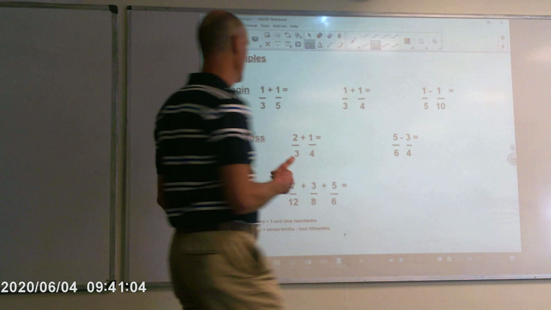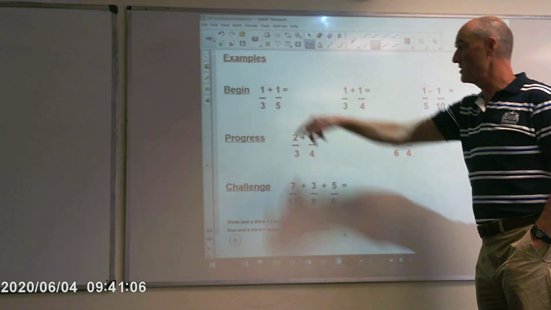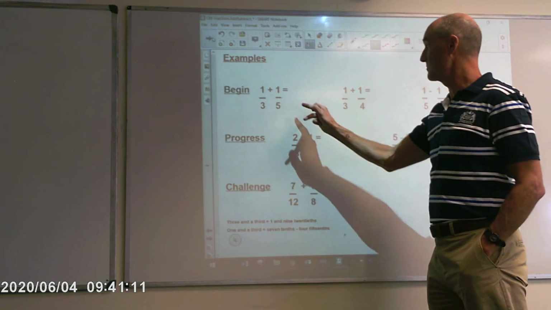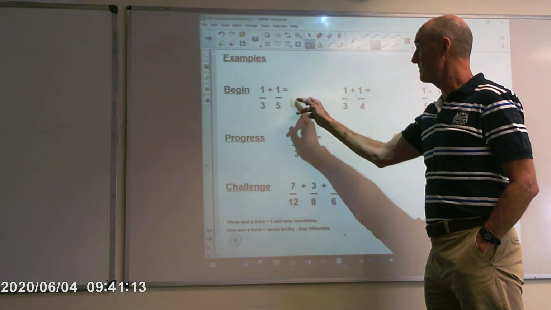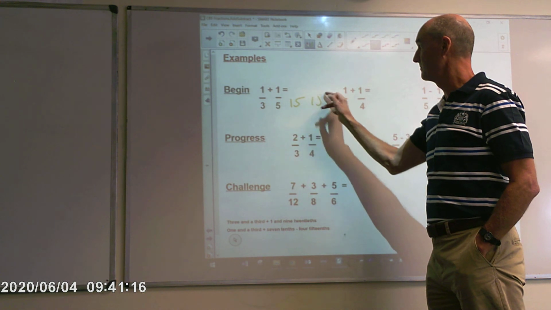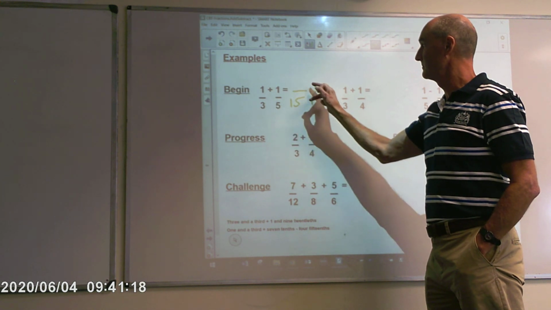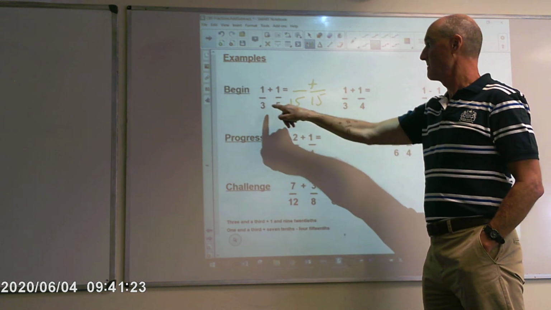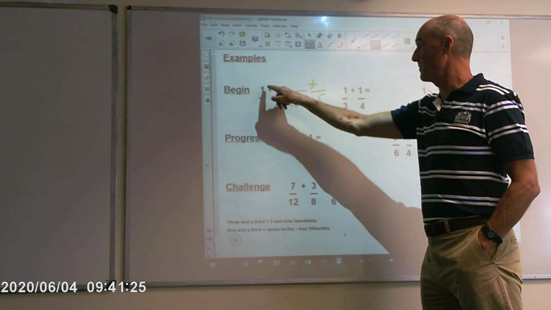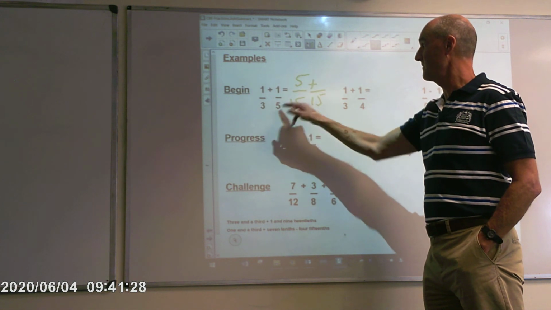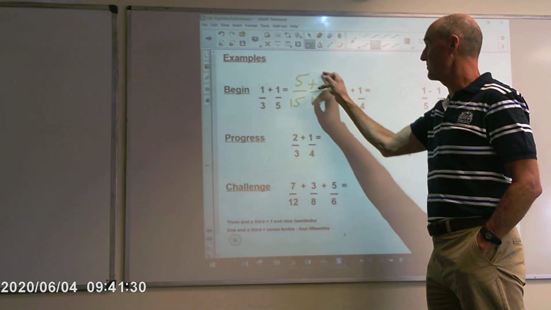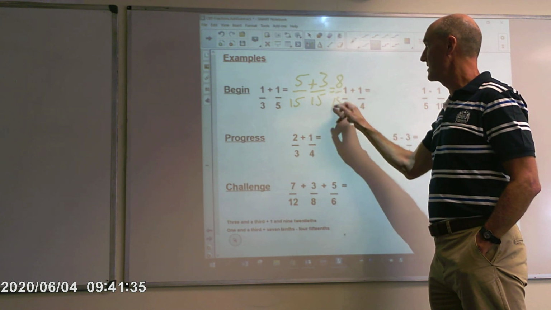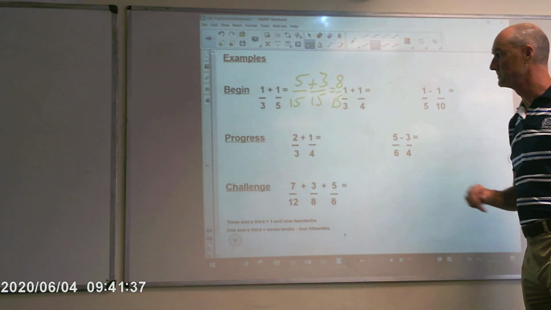Okay, let's have a quick look at these. 1/3 added to 1/5. What do we want to do? We want to make those into 15ths. What have I done to 3 to make it into 15? Multiplied it by 5. What have I done to 5 to make it into 15? I've multiplied it by 3. So my answer is 8/15. Can it be simplified? No, it can't.